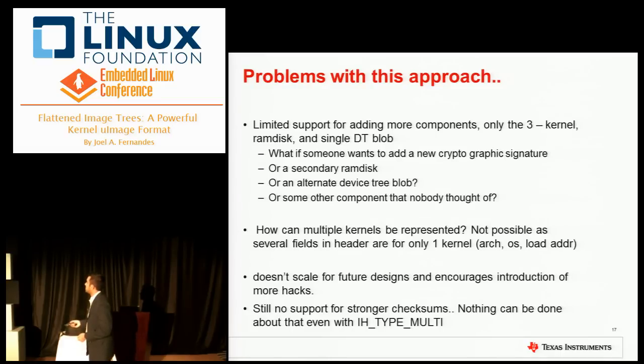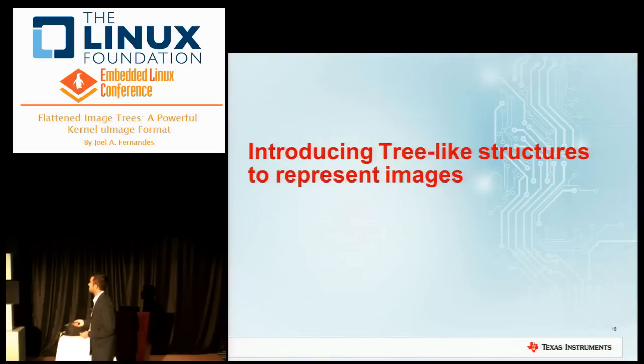Again, there is limited support for only these three components. Multiple kernels cannot be represented, and it doesn't scale for future designs. No support for stronger checksums, stuff like that. All that I was talking about till now was the existing uImage formats and their limitations and disadvantages. It was good 15 years back, but now it's time to move on and use something more powerful and more flexible using existing tools.